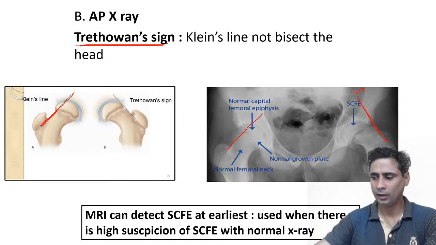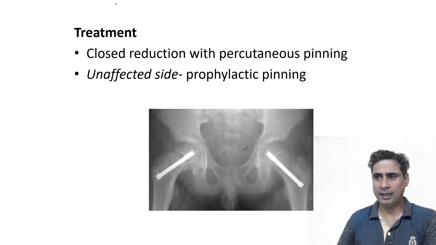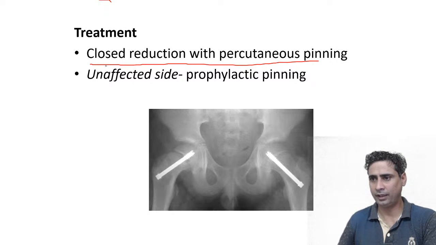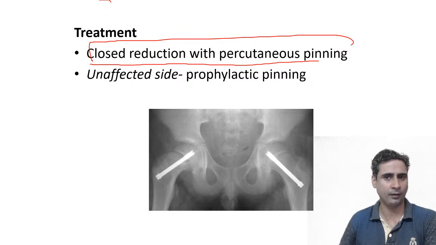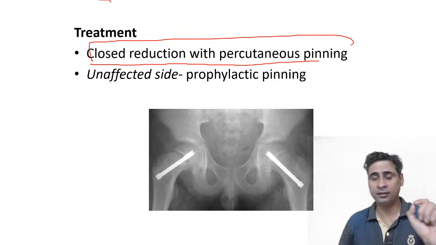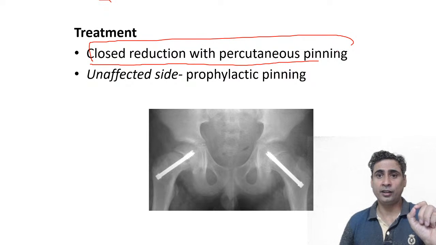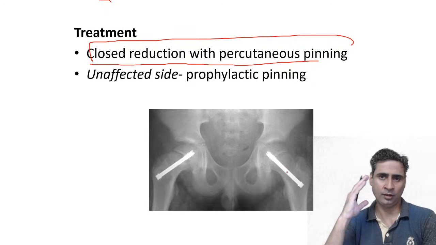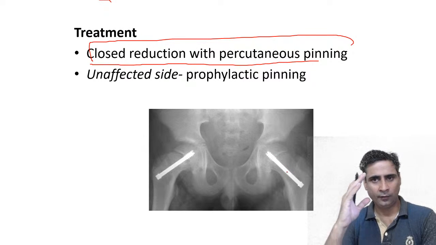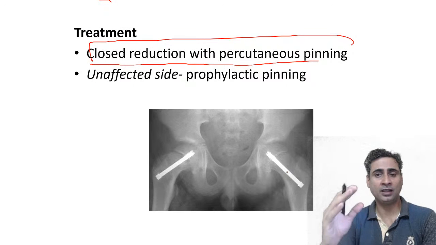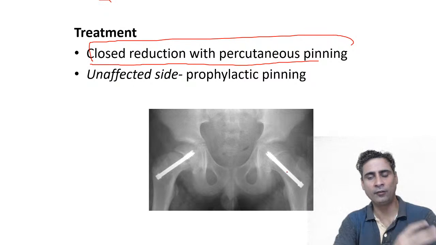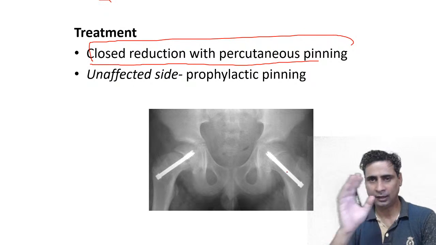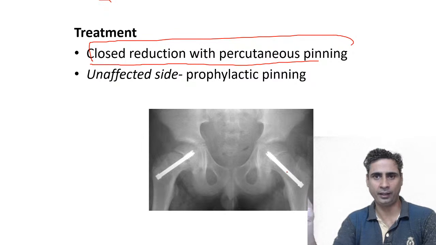Treatment, most of the time in acute slip we do closed reduction with percutaneous pinning so that there is no further slipping. And as the condition is bilateral in 30 to 40% of cases, we do prophylactic pinning of the opposite side, because if the patient is presenting with unilateral SCFE, there are 30 to 40% chances that the patient will develop the other side also. So on the other side we will be doing prophylactic pinning.